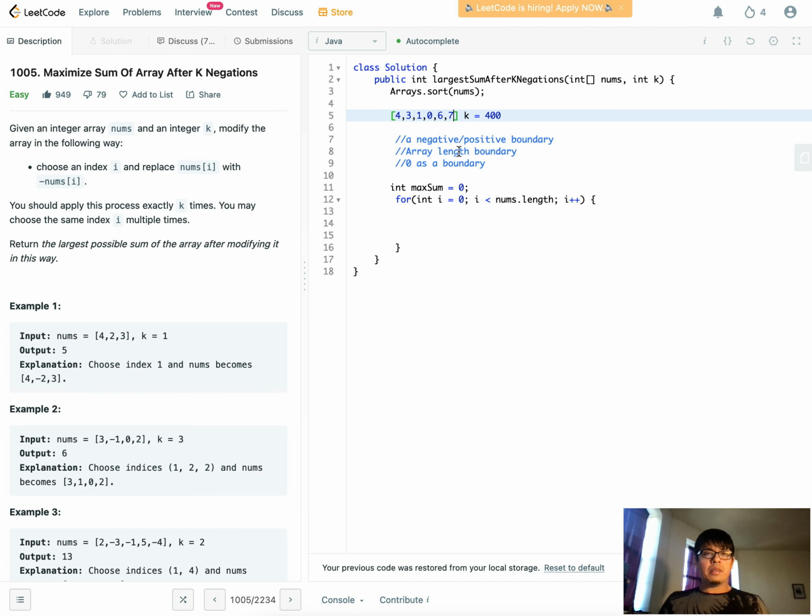So 0 would actually be a godsend in this case, but sometimes you don't have that, and the worst case is that you have this negative positive boundary. So we have to account for that. Okay, so these three boundaries have to be accounted for.